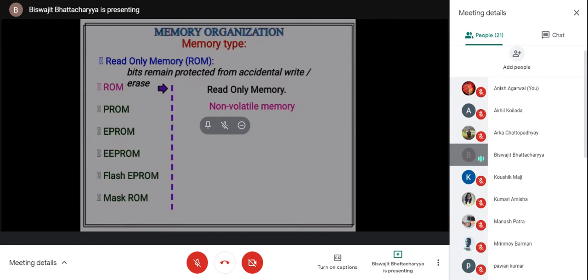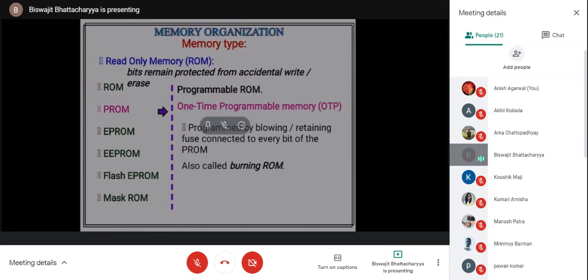So ROM is a non-volatile memory, meaning once we write any data, the data remains permanent within the memory. It cannot go out even when the power is off. So the content is non-volatile. It does not go away. So it's a non-volatile memory. Content remains permanent.